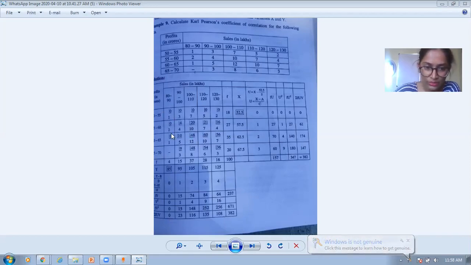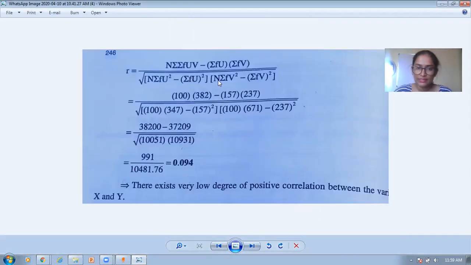0 plus 0 plus 0 is 0 here. 0 plus 4 is 4. 4 plus 10 is 14. 14 plus 9 is 23. So 23 is written here. So all the values will be added vertically and the values written here. So finally, what value we get if we sum all of this, that will be sigma of sigma FUV, right? That will be the same for both the cases. So once we have all the values, we can substitute those values in the formula, and that is done here.